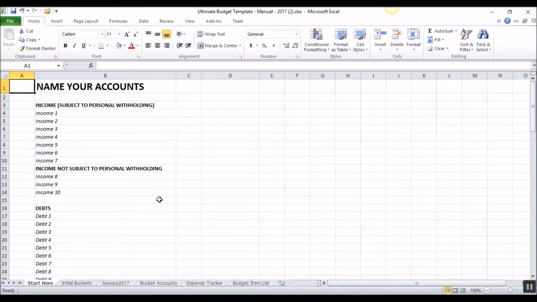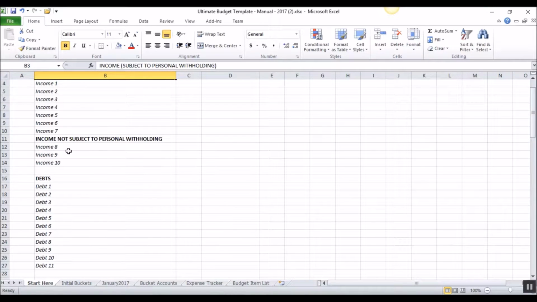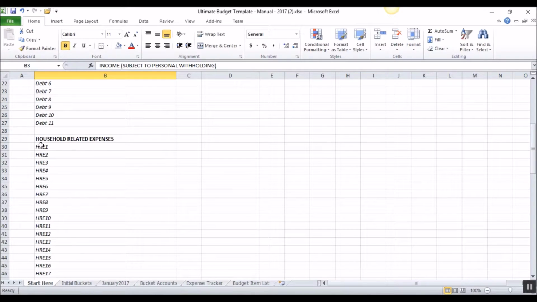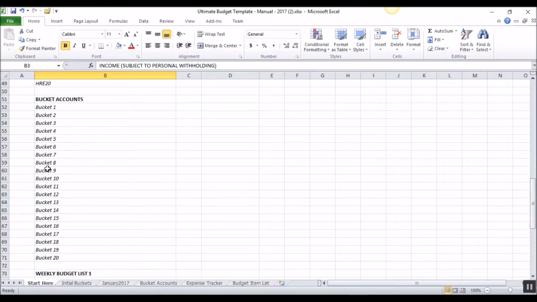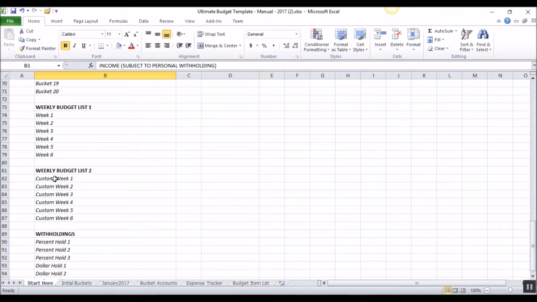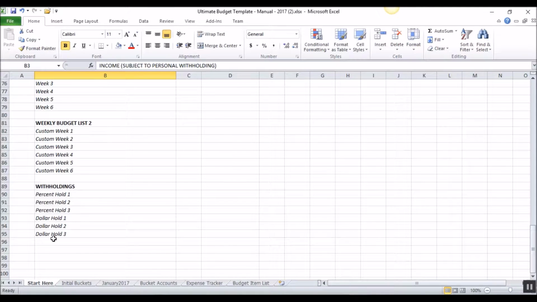So here we are at Name Your Accounts, the Start Here tab. First thing that we'll want to understand is that these are divided by sections. You have income, you have debts, household-related expenses, bucket accounts, weekly budget list 1, weekly budget list 2, and withholdings. Now, these should cover most of your everyday expenses, as well as your monthly, yearly, and all other expenses.